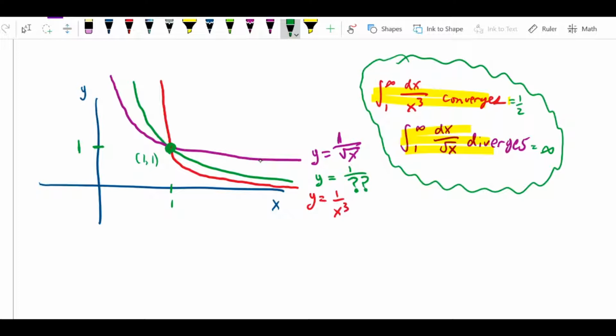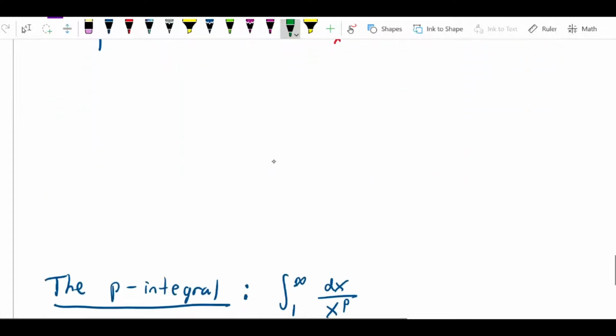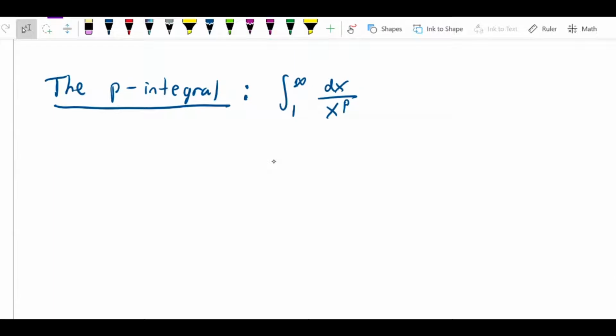But the real key to understanding this is to recognize that somewhere in between the purple function and the red function, there must be a dividing line. There must be this green function, which I've written here as y equals 1 over question mark. We don't know what it is yet, where this is the dividing line between functions that descend quickly enough that their area is finite, and functions that don't descend very quickly and their area comes out to infinity. This is where we enter what's called the p-integral. The p-integral is the integral from 1 to infinity of 1 over x to the p, where p is just any number.